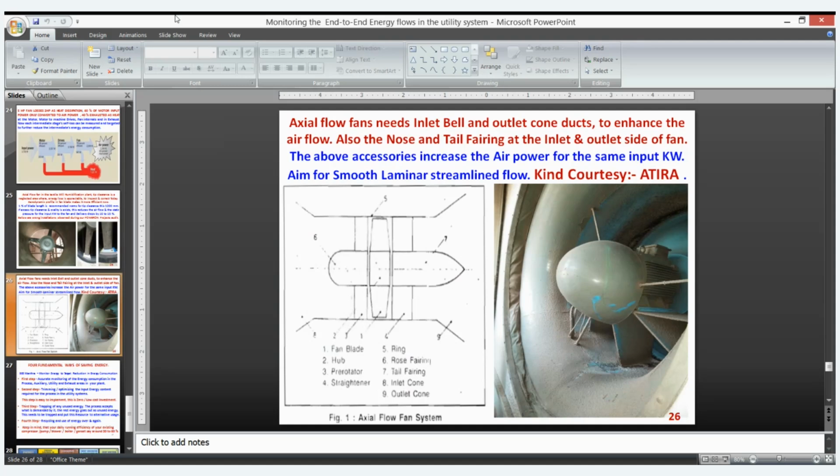If the laminar flow is disturbed and turbulence happens, automatically the energy loss happens. It comes to almost 10 to 15% from laminar flow to turbulent flow. This is not only on 20 HP blowers or 50 HP blowers. This is happening in higher end blowers also.